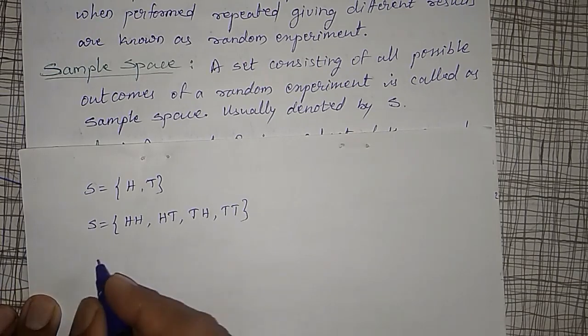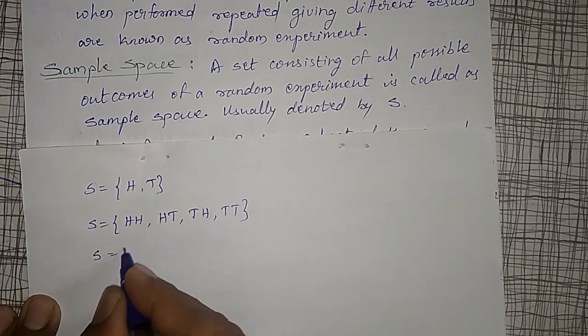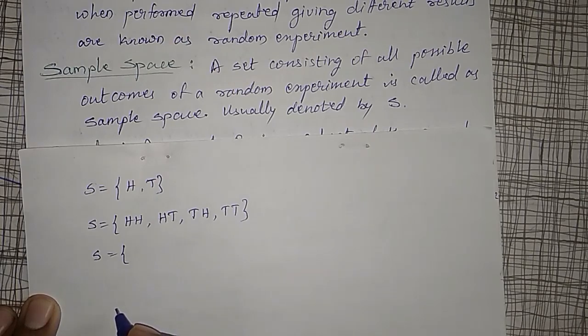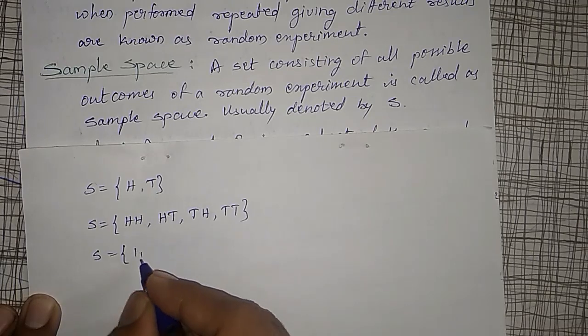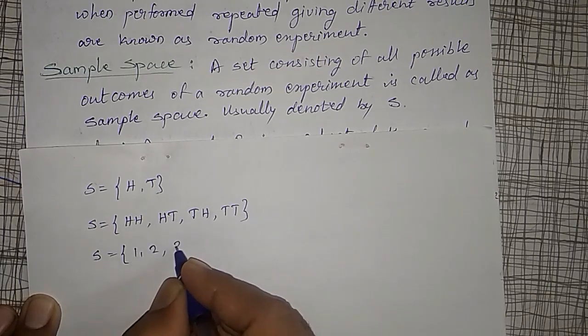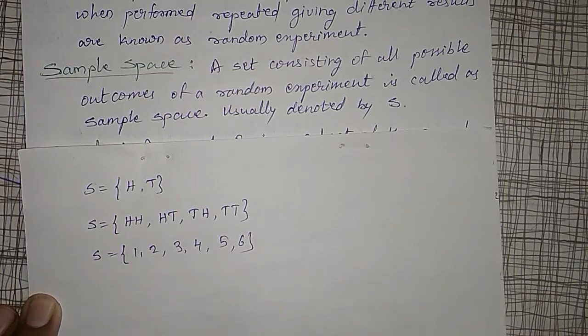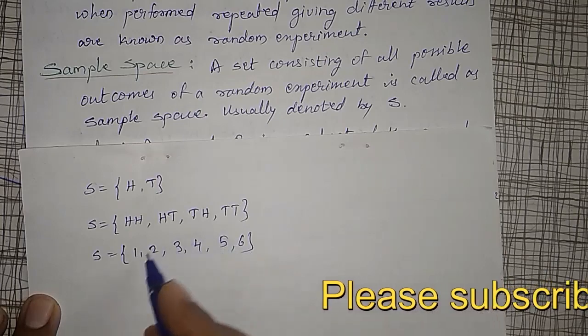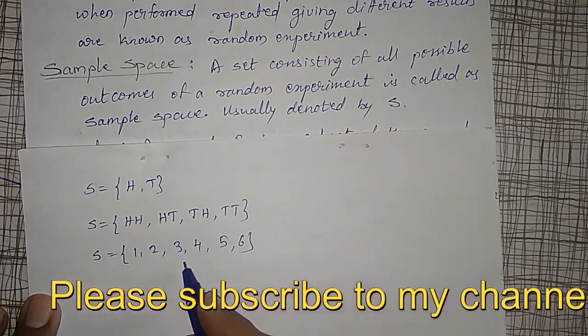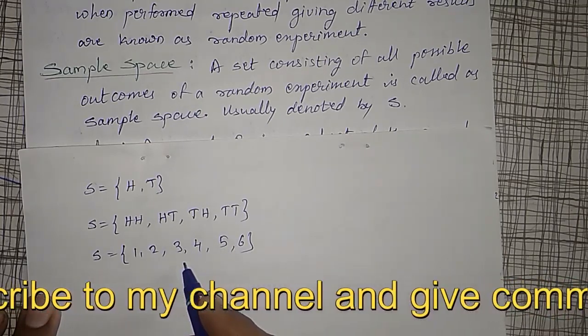Or whenever a single die is rolled, the dots facing up are the numbers 1, 2, 3, 4, 5, 6. These outcomes may come. The set of all possible outcomes whenever you are doing a random experiment is known as a sample space.